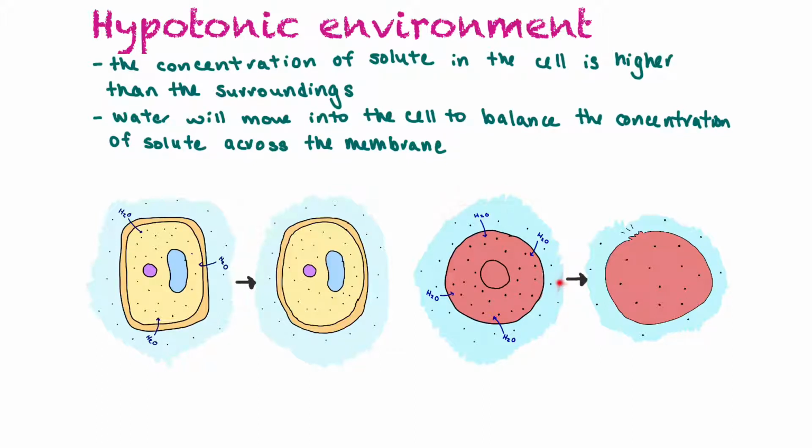And in this case, in the red blood cell, water is entering, and eventually it'll get so big it won't be that biconcave shape anymore. It'll actually become like a giant inflatable ball, and eventually it would actually break and burst or lyse.